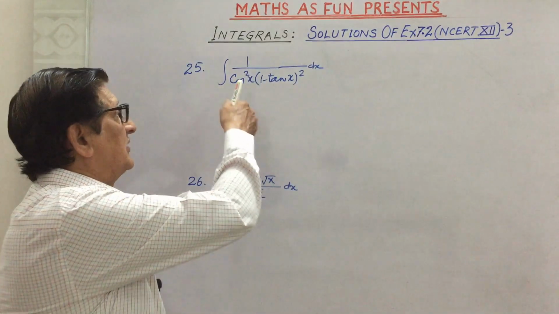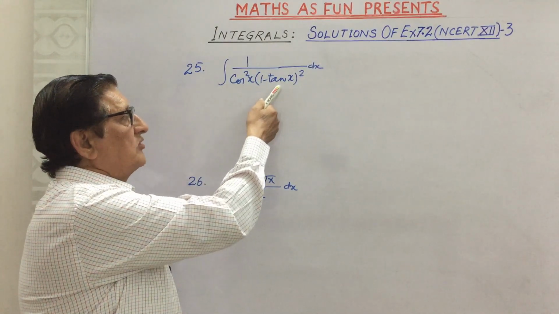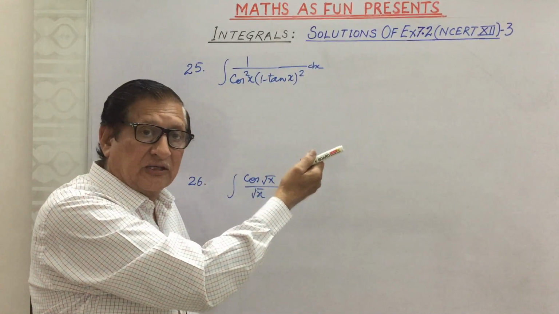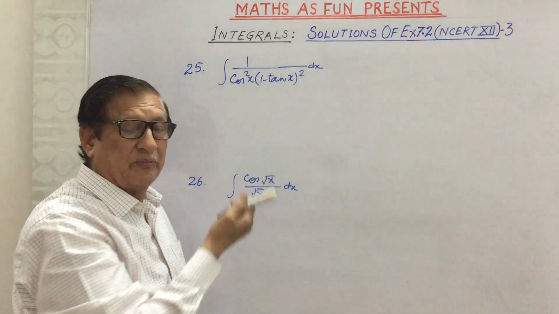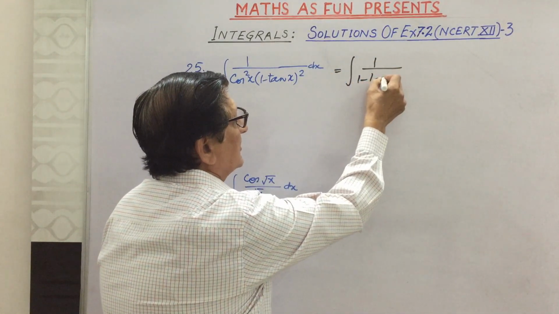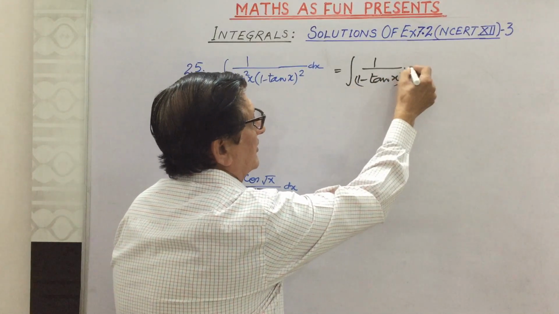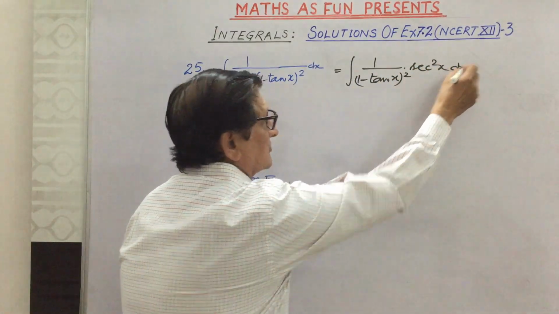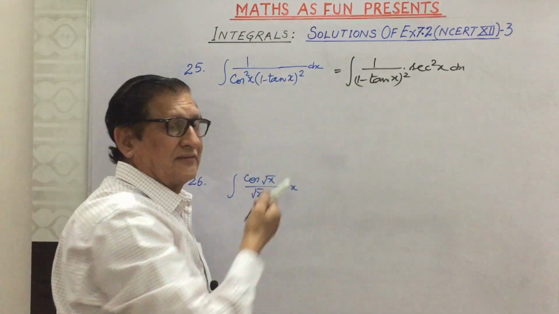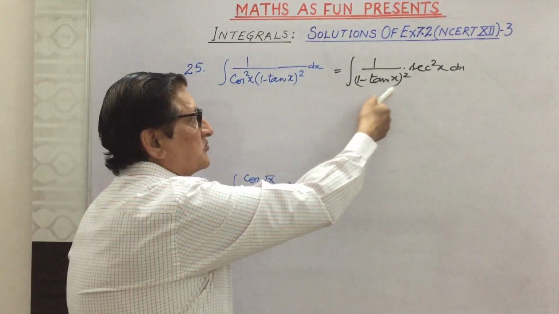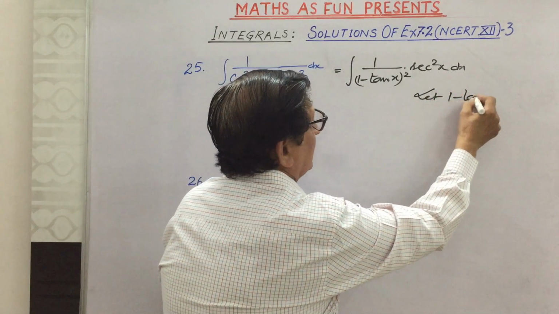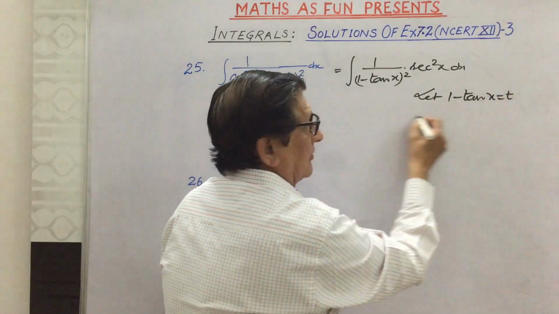Question number 25 here is 1 upon cos square x into 1 minus tan x whole square. We know 1 upon cos x is sec x. So 1 upon cos square x will be sec square x. So we can write this as 1 upon 1 minus tan x whole square into sec square x dx. And now we know that derivative of tan x is sec square x. So we can take this particular function as t. So we consider 1 minus tan x equal to t.